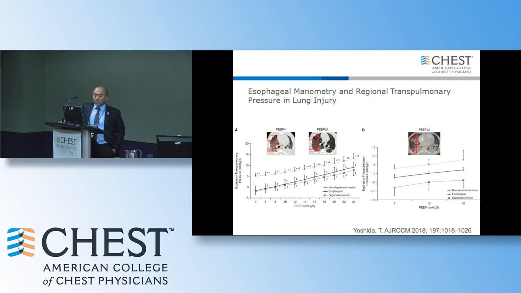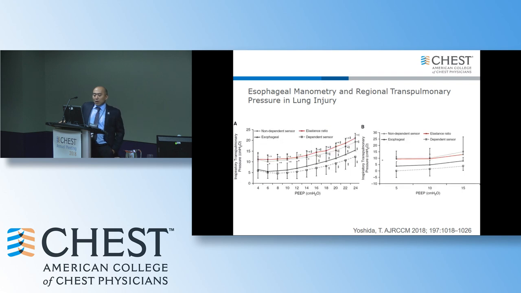This is in pigs, the transpulmonary pressure at the end of expiration. And this is in cadavers. It had the same trend. And here, this is during inspiration. The other one was during expiration. You can see that using just the pleural pressure to estimate the transpulmonary pressure has a good correlation in the dependent areas, but not in non-dependent areas. For the non-dependent areas, the calculation of the chest wall elastance was better.